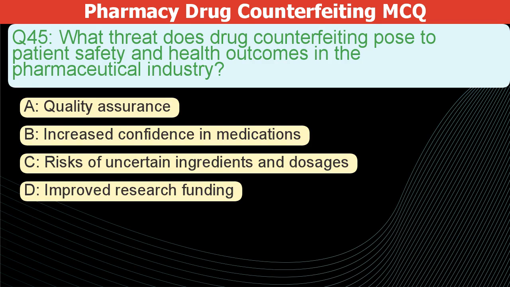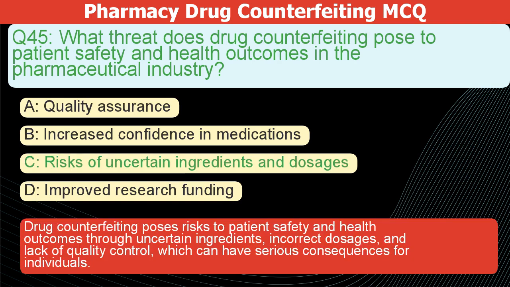What threat does drug counterfeiting pose to patient safety and health outcomes in the pharmaceutical industry? A. Quality assurance. B. Increased confidence in medications. C. Risks of uncertain ingredients and dosages. D. Improved research funding. The correct answer is C. Drug counterfeiting poses risks to patient safety and health outcomes. This is due to uncertain ingredients, incorrect dosages, and a lack of quality control. These factors can have serious consequences for individuals.